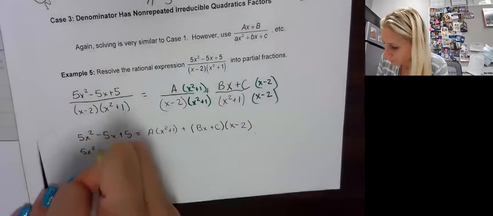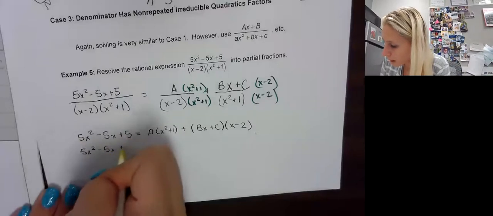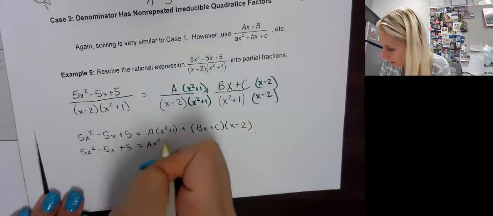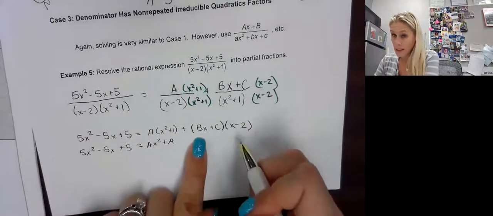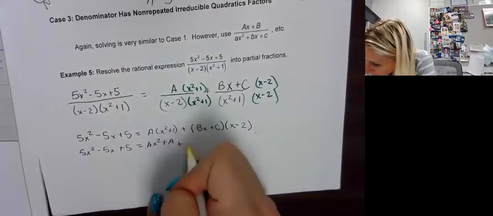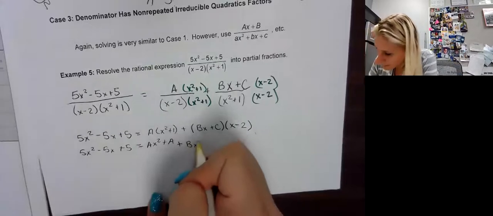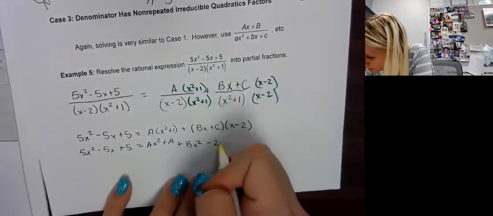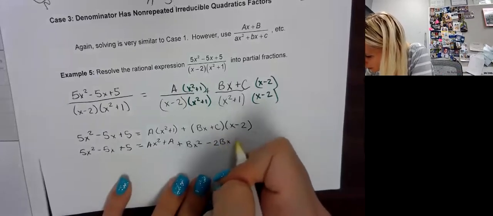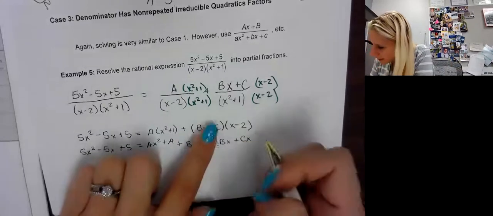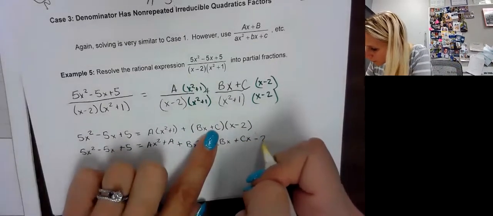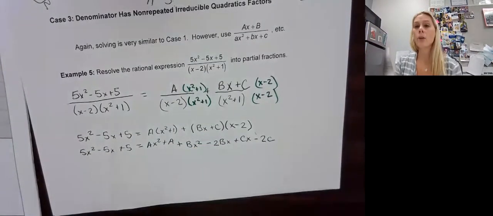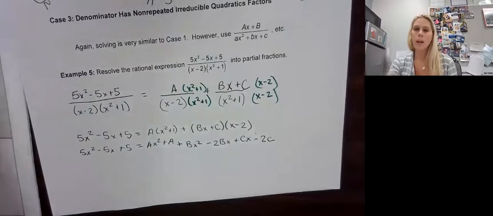5x squared minus 5x plus 5. I'm going to distribute that a. I get ax squared plus a. Okay, I need to FOIL this. So we get plus bx squared minus 2bx plus cx. And then my last term of negative 2c. I FOILed that quickly in my head. If you have to do the box method, then do that on the side.